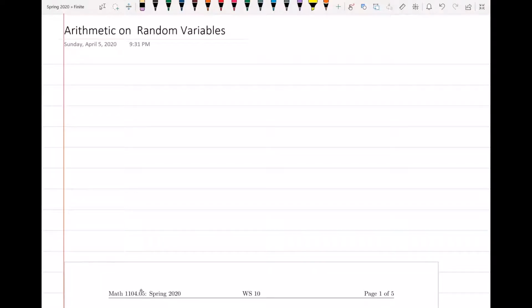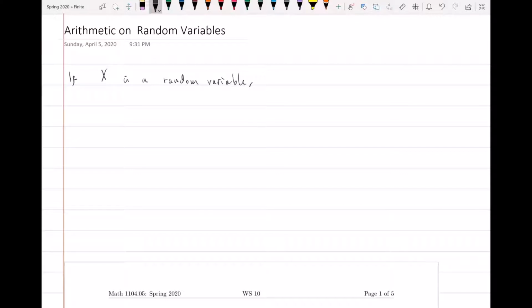Hi guys, in this lecture we're going to talk about arithmetic on random variables, or making new random variables from old ones. So why does this come up? Well, if X is a random variable, it has numeric output, and thus we can do math on it after we get the random value. The result of that arithmetic is a new random variable.